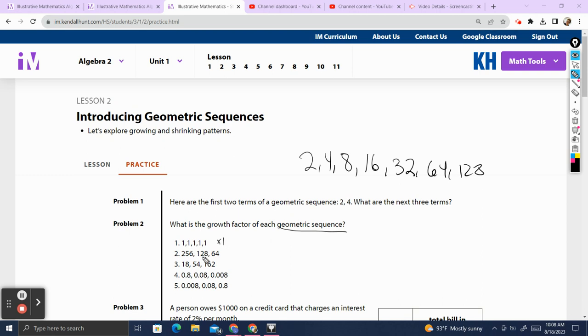To get from 256 to 128, I divided by 2. And then 128 to 64, I definitely divided by 2. So I'm going to say multiply by 1/2.